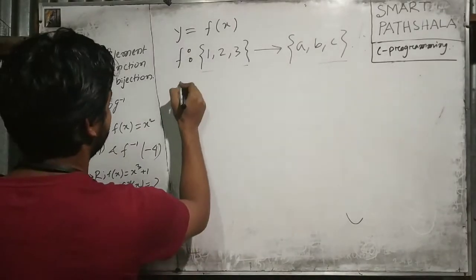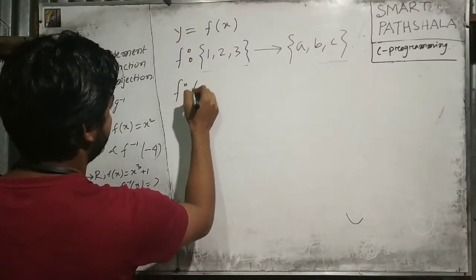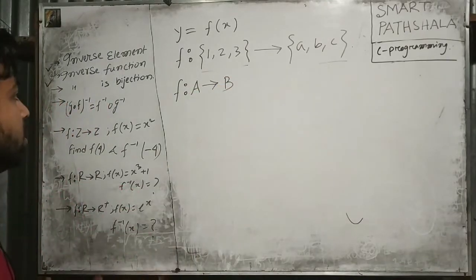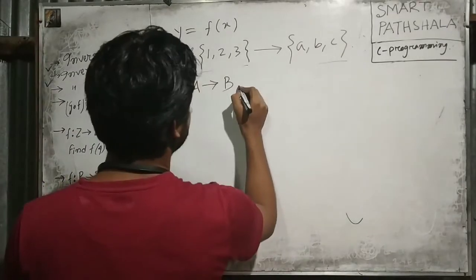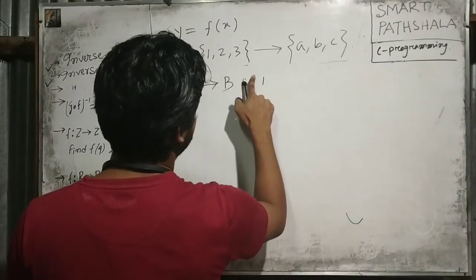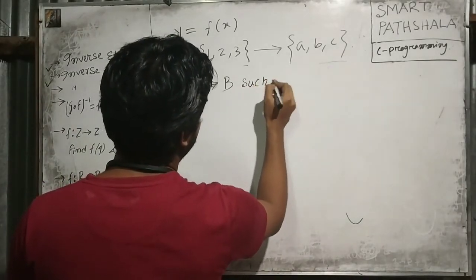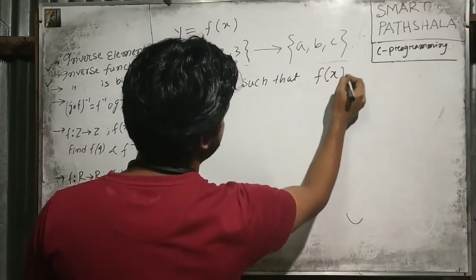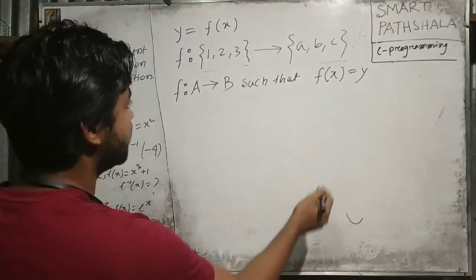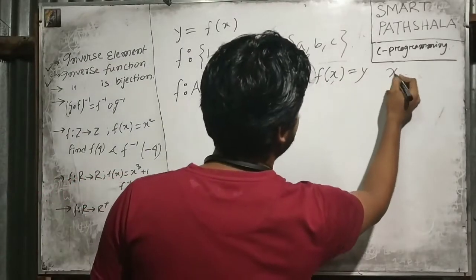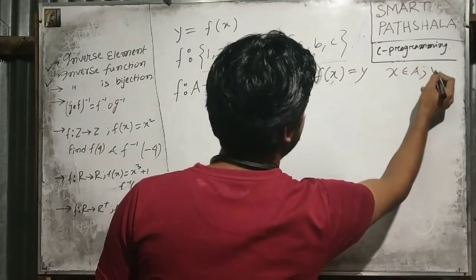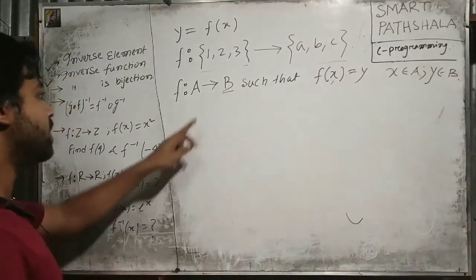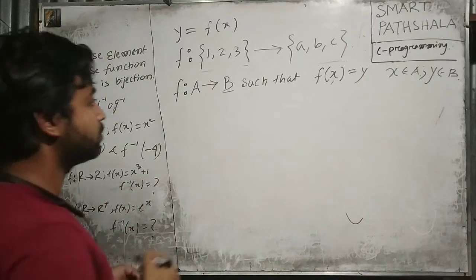Suppose f maps from A to B. It is such a function that f of x is y. Here x belongs to A and y belongs to B. B is obviously the codomain and A is the domain.